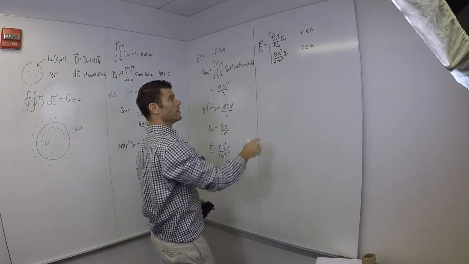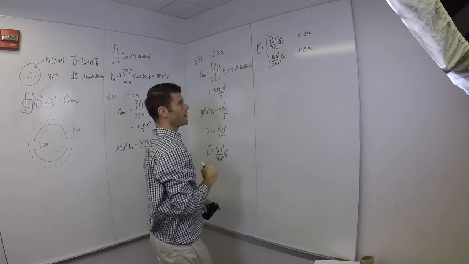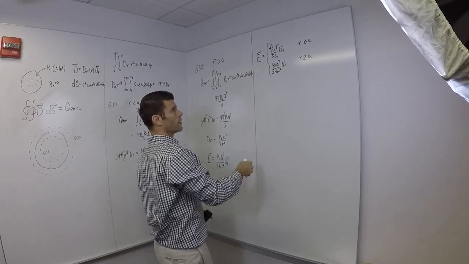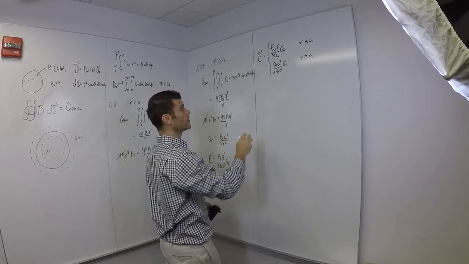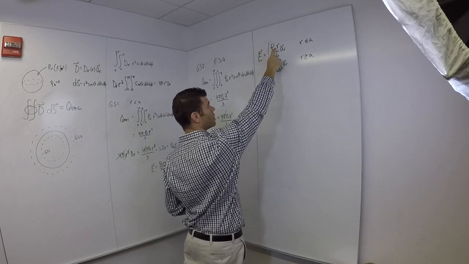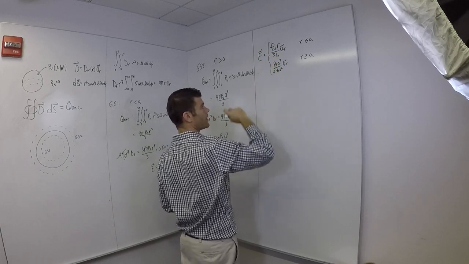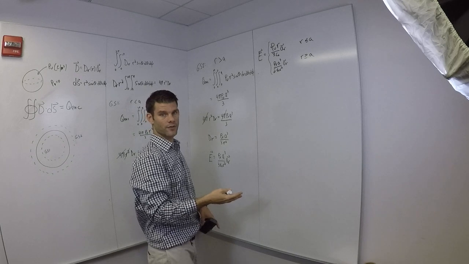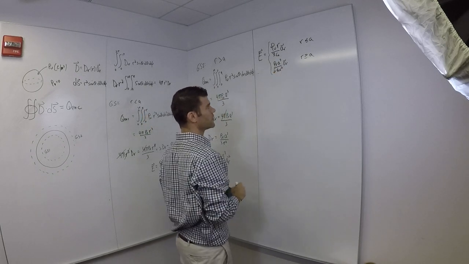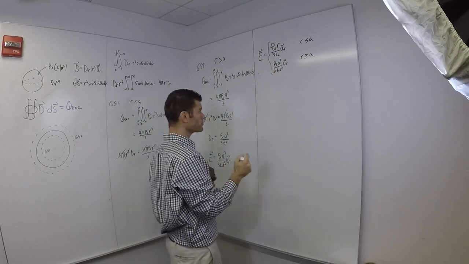Why can we put equal to a there and equal to a there? The reason is that this is a continuous function. So you can plug in the value of a in both places, and you should see that you get the exact same answer. So it doesn't matter. This doesn't violate our equation.